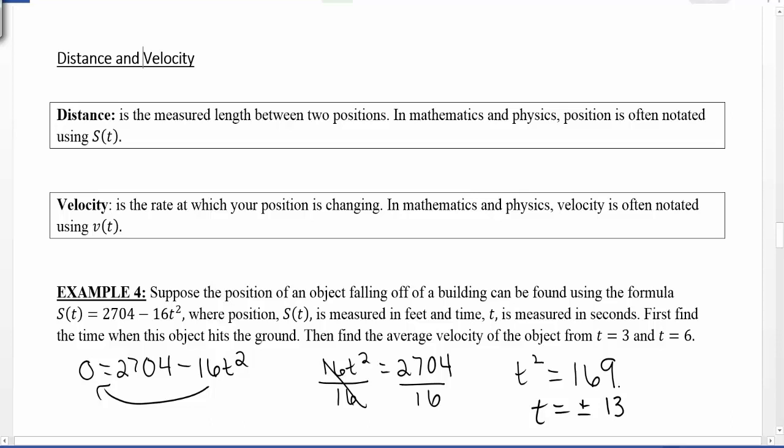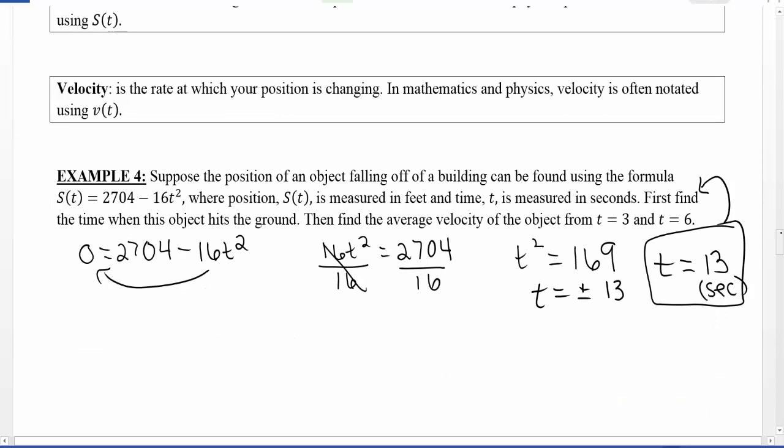Remembering that t represents time measured in seconds, time equals negative 13 doesn't make sense. So we must be looking for the positive root. So t equals 13. After 13 seconds, the position will be 0, meaning that this object has hit the ground. So t equals 13, and underneath it, I'm just going to notate that that is in seconds. That's the answer to our first question: find when this object hits the ground.